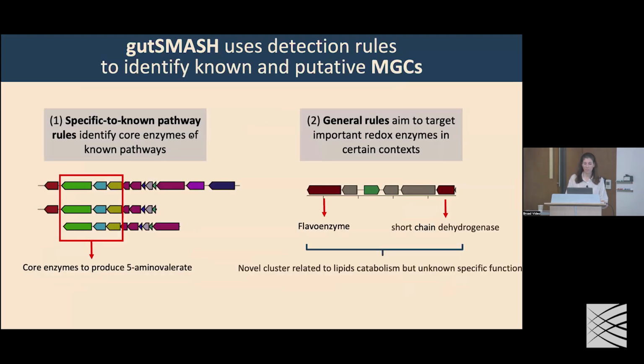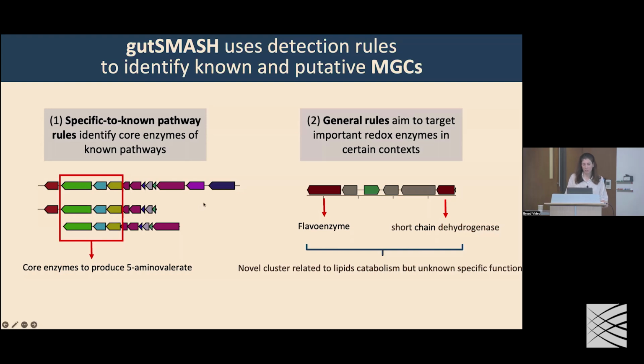And we actually have two different types of rules. One are specific to known pathways. So this would be, for example, pathways that have the same core enzyme activity, but with a little bit of flexibility within the pathway, so that we can still predict from different organisms.